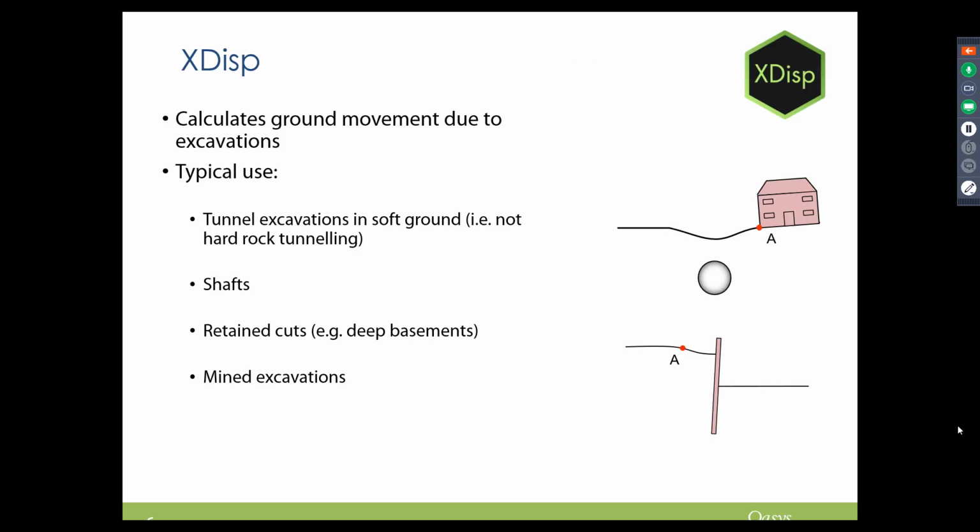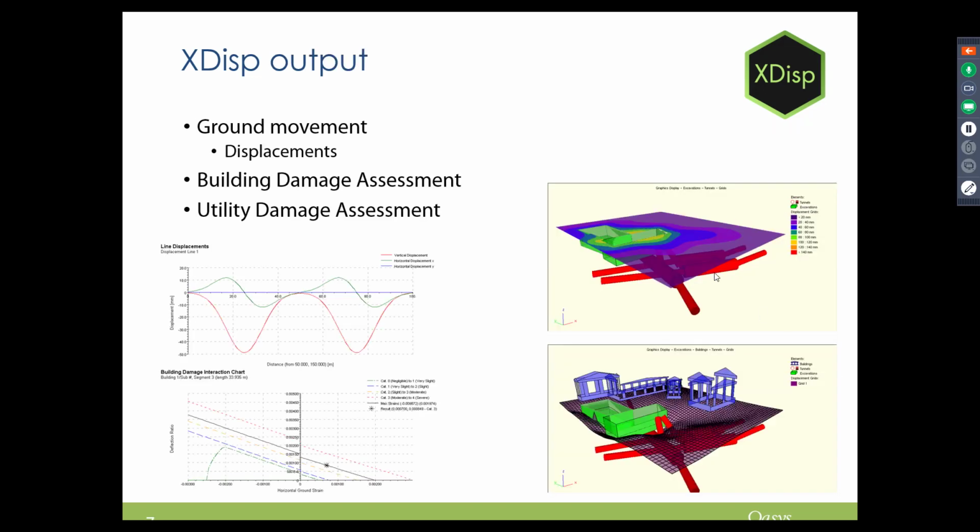So just a brief summary of XDisp, and sorry if you attended session 1 because I am covering a little bit again. But XDisp calculates ground movements due to excavations, typically tunneling excavations, shafts and retained cuts, and it can also assess mined excavations too. So it will output building, utility and rail damage assessments based on your inputs for the tunnels and the excavations.